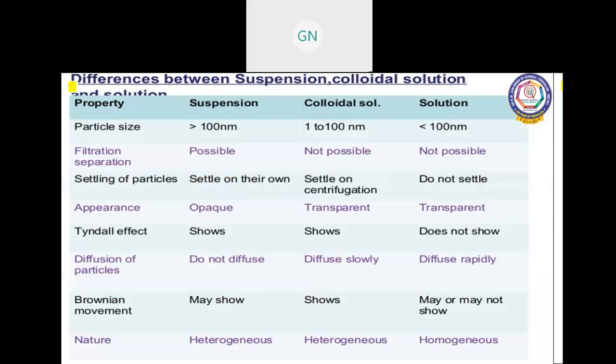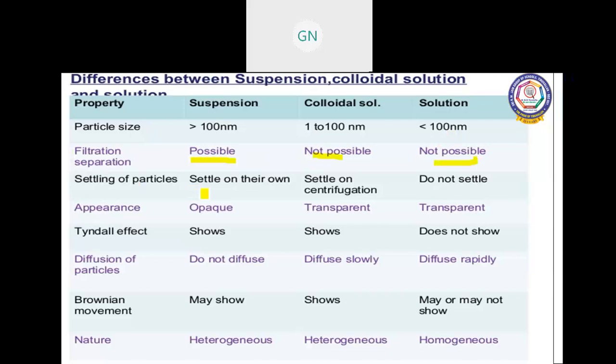Let us see the difference between suspension, colloidal solution and solution. Particle size in a suspension is greater than 10 power minus 5 centimeter, in a colloidal solution 1 to 100 nanometer, and in a true solution less than 10 power minus 7 centimeter. Filtration separation is possible in a suspension, but not in colloidal and true solutions.